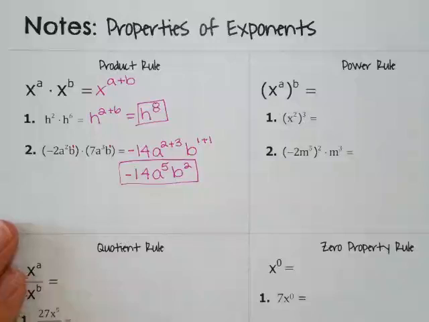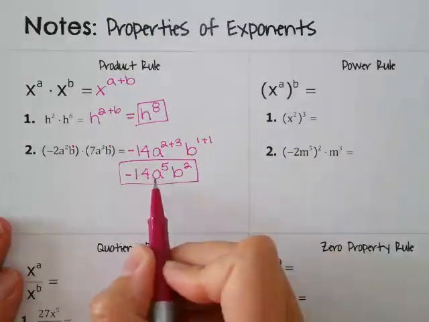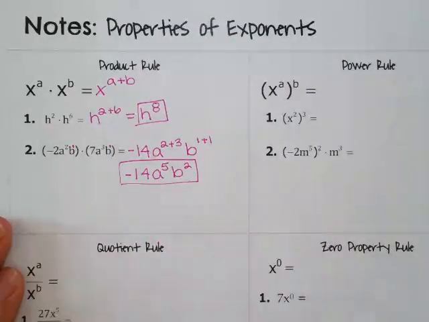So again, this is our product rule here. The bases are the same. You're going to add the exponents. That's product rule. Then you have power rule.